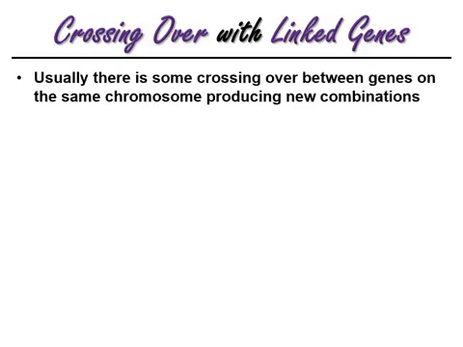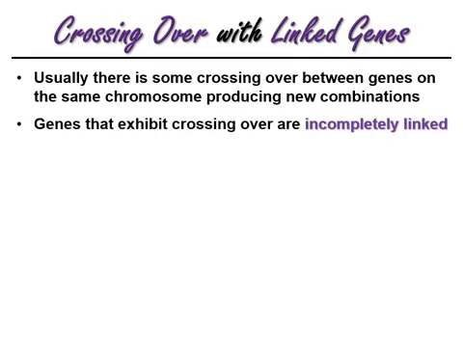So the way you get from complete linkage to incomplete linkage is by crossing over. There has to be crossover events. Those crossover events can be maximized if you have more and more DNA sequence between your genes of interest on a particular chromosome. So usually there is some crossing over between genes on the same chromosome producing new combinations because they're not literally adjacent to one another. There's some distance, there's some amount of sequence between them. They could be close, but they're not right on top of one another. And so genes that exhibit crossing over in any fashion, any amount, would be incompletely linked.